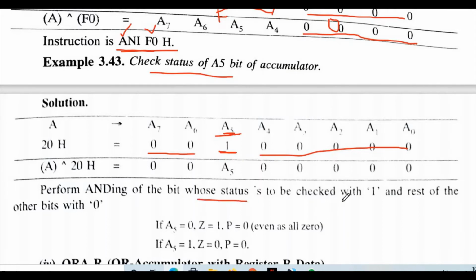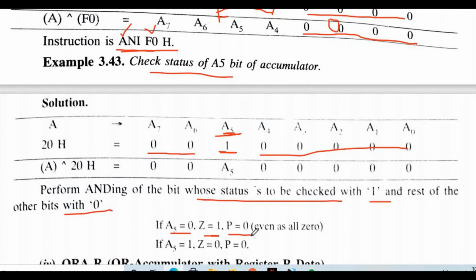If A5 is 0, then the whole result will be 0 and zero flag will be 1 and parity flag will be 0. And if A5 is 1, then zero flag will be 0, means the result is not 0, and parity will be 0.